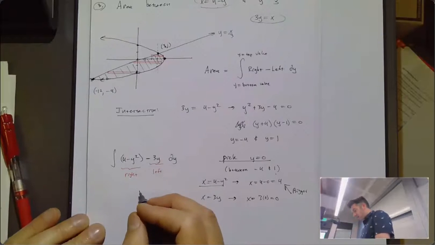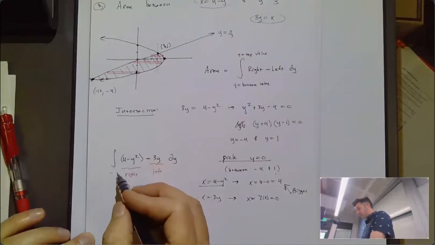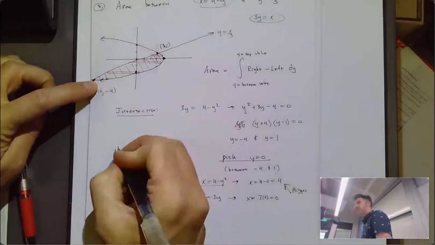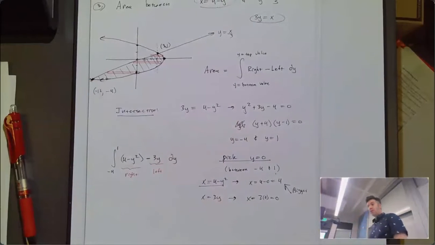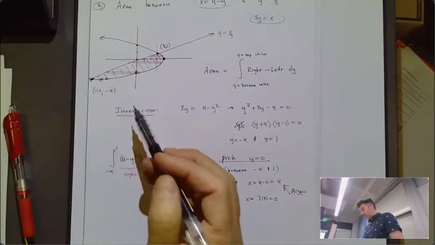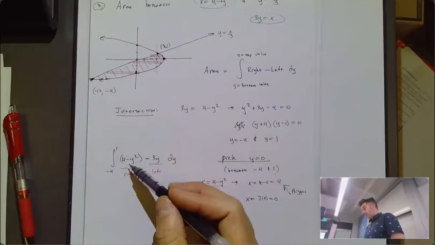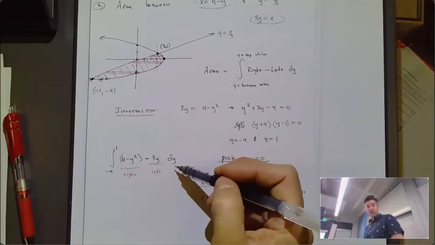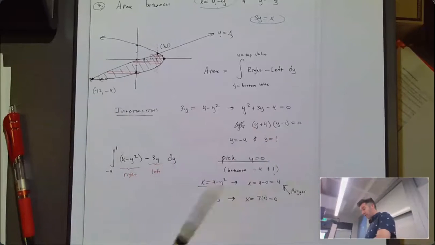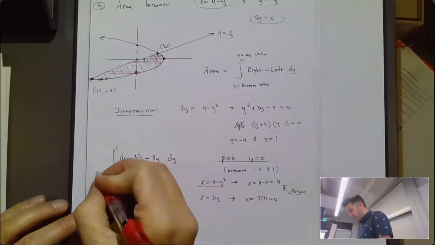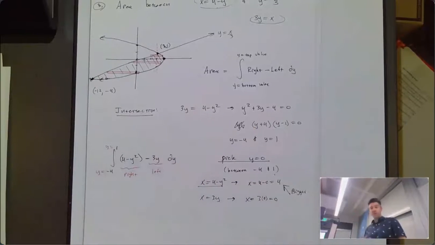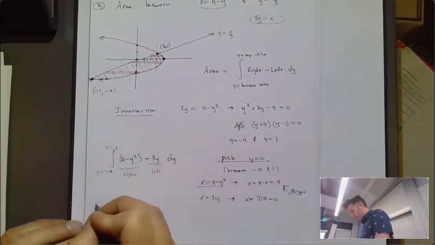So then we also need our limits of integration. That's just going to be from the bottom value of y to the top value of y. When you're doing things horizontally, your function is a function of y, and your differential is dy. Your limits of integration are from a low value of y equals -4 to a high value of y equals 1. So everything's in terms of y instead of being in terms of x.